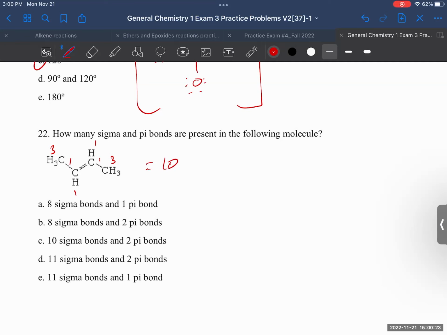But what about this double bond right here? What does it have? 1 sigma and 1 pi. So that's 1 sigma and then 1 pi. So that's 11 sigma. Let me draw this symbol so y'all can see this. 11 sigma and pi.